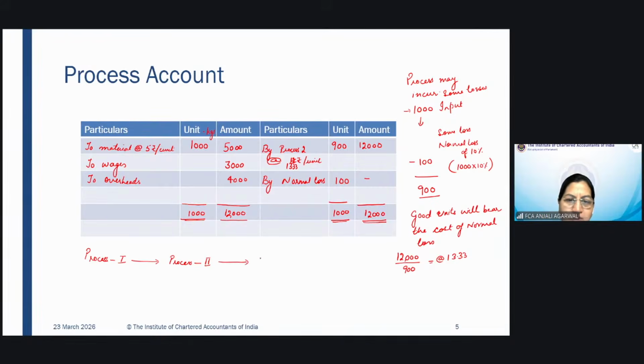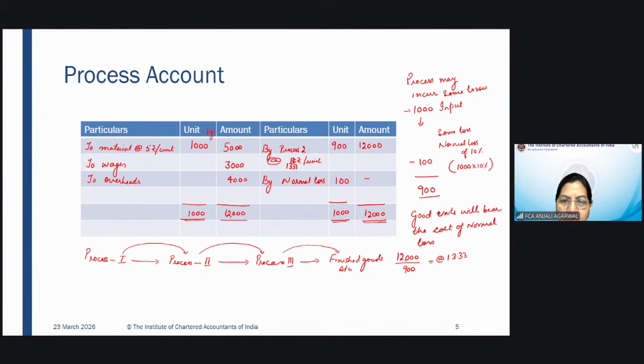So from process 2, it might move to process 3, and maybe process 3 is the last process. So from process 3, it will go to the finished goods account or warehouse. So this is the proper sequence. The output of process 1 goes to process 2 as input. The output of process 2 goes to process 3 as input, and process 3 being the last process, whatever is manufactured is completed units, and they move to the warehouse or the finished goods account.